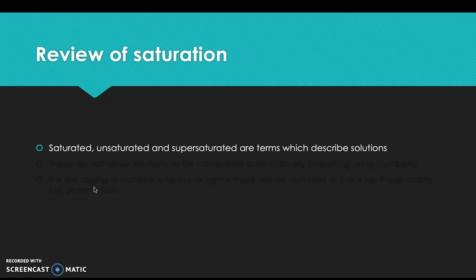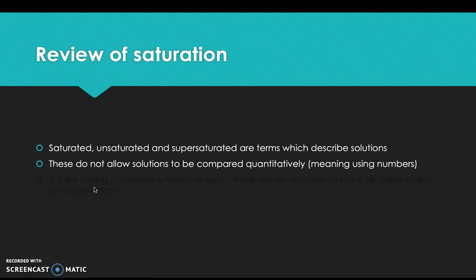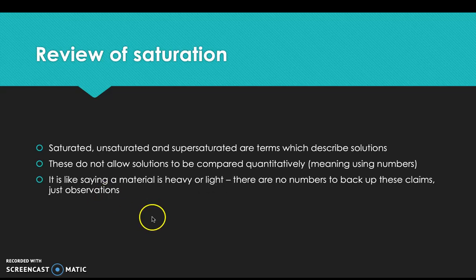So, we can have a solution that's saturated of one compound and an unsaturated solution of another compound, but they actually have the same concentration. So these terms don't allow solutions to be compared quantitatively, meaning using numbers. It's like saying a material is heavy or light, okay? We have to compare it to something to say that it's heavy or light, but there's no numbers to back this up. So you are just making observations. You're not really having numbers to back it up, which in science we like numbers.